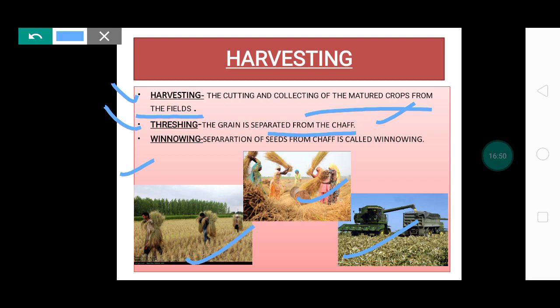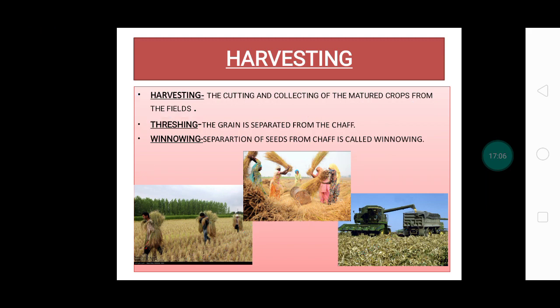Winnowing is nothing but the separation of seeds from the chaff, which is called winnowing. In this process, the seeds, being heavier, fall straight to the ground. So this is how, with the help of wind, winnowing is done, right? So this is about the harvesting.